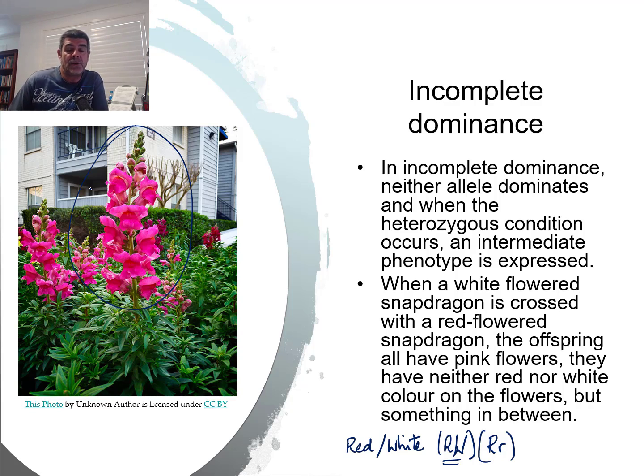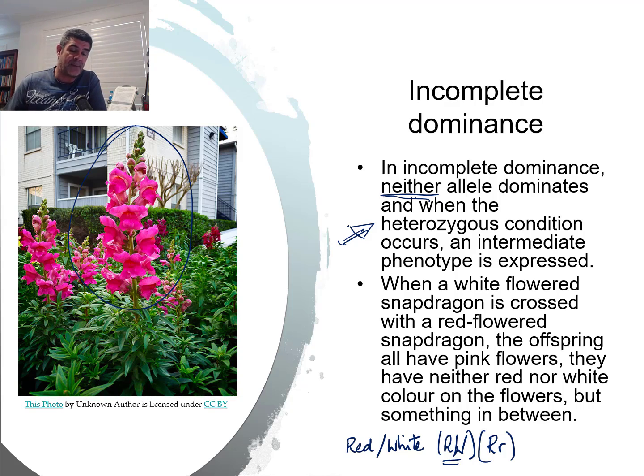If we're going to define this, then in incomplete dominance, neither of the alleles dominate. Of course, these sorts of variations are only relevant to the heterozygous condition, and when it occurs we get this intermediate phenotype, something that is between the two allele expressions, but doesn't actually represent the expression of both. So that's the key difference between incomplete dominance and codominance.